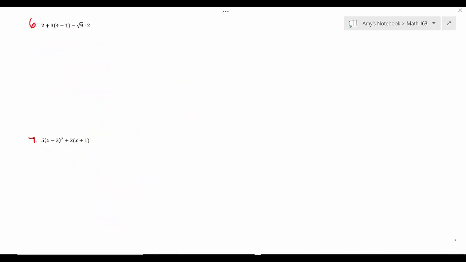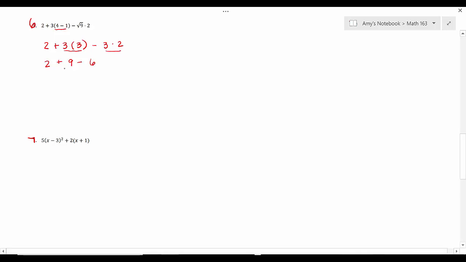For number 6, we're going to look inside of the parentheses. 4 minus 1 is 3. The square root of 9 is 3. Now from left to right, we need to do all of our multiplication and or division. 3 times 3 is 9. 3 times 2 is 6.